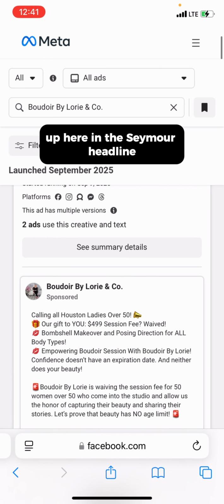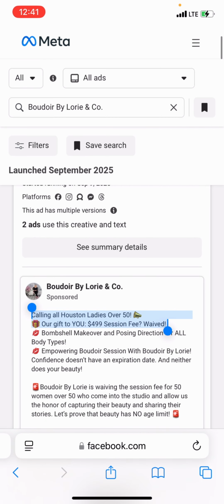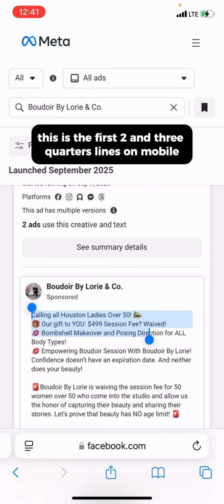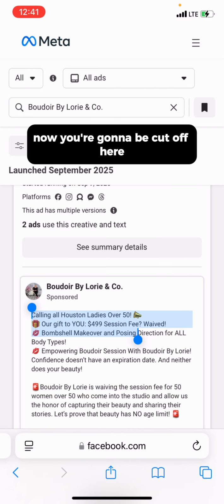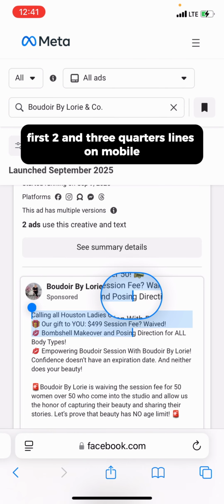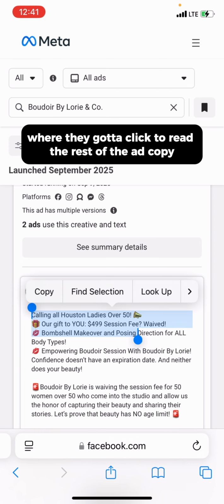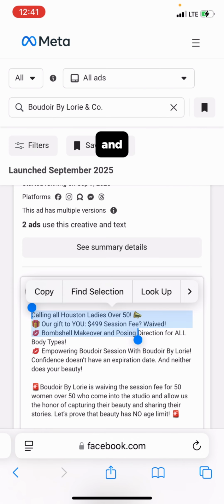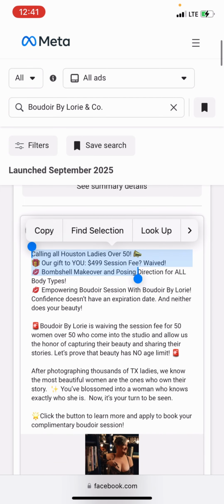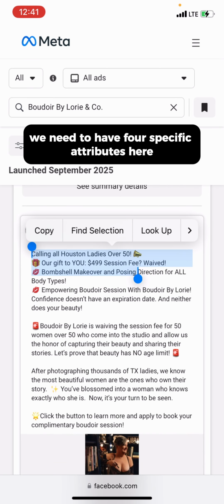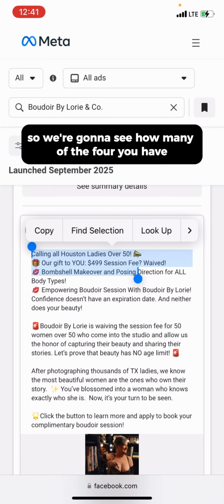Mistake 2 can happen up here in the See More headline. This is the first 2 3/4 lines on mobile, before it goes to see more, where they have to click to read the rest of the ad copy. We need to have 4 specific attributes here, so we're going to see how many out of the 4 you have.